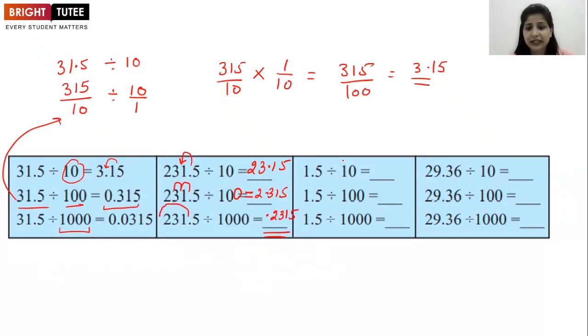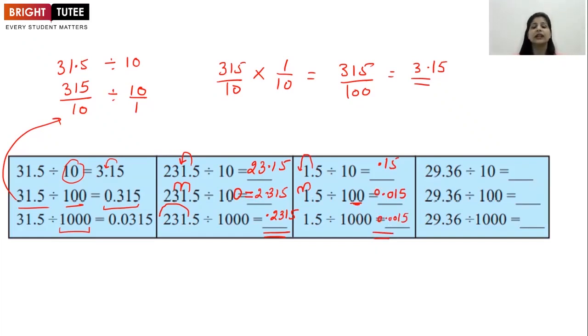Clear? So I hope these are quite easy to do. Let's discuss one more, and the last one you can attempt yourself. 1.5 is divided by 10. So what I do is shift the decimal here, 0.15. Now when dividing by 100, it will shift by 2 places, so 0.015. Now by 1000, it will shift by 3 places, 0.0015. Like this it will shift.